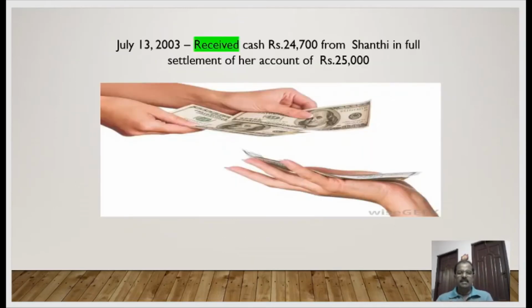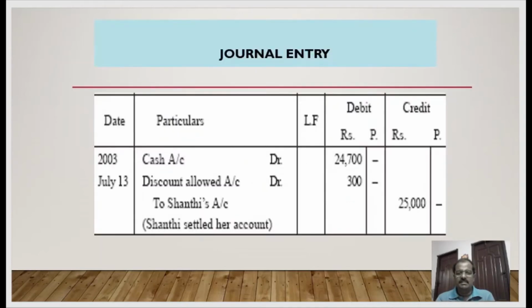On July 13th, 2003, for example, received cash of rupees 24,700 from Shanti in full settlement of her account of rupees 25,000. You are supposed to receive 25,000, but in fact you have received only 24,700. What happened to that 300? This 300 you had allowed as cash discount. Let us get into the journal.